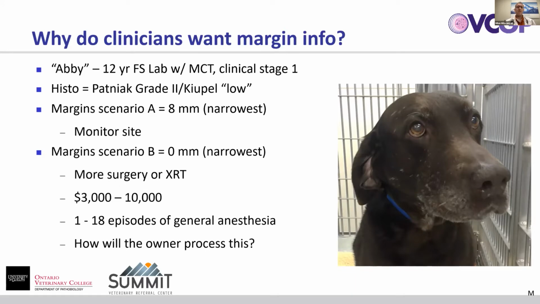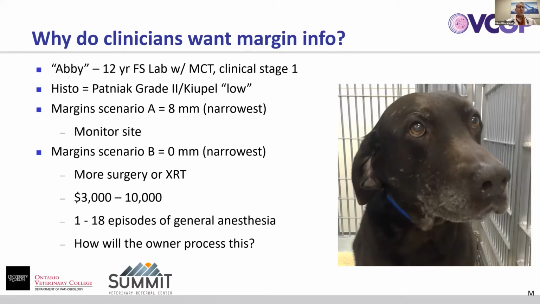And so we're going to recommend simply monitoring the surgical site. In another scenario, in scenario B, maybe in this case, our narrowest histologic tumor-free distance is 0, meaning we have tumor cells at the surgical margin, ideally the inked surgical margin. And in this case, we're going to interpret this and have a discussion with the owners about the risks of recurrence. Again, these are higher than in scenario A. And so we're going to have a discussion about potentially considering more surgery or adjuvant radiation therapy.